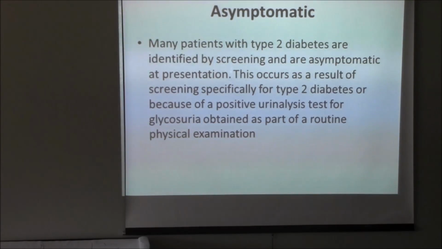This occurs as a result of the screening specifically for type 2 diabetes or because of positive urinalysis tests, we talked about that, or just routine physical examination. The patient says they're really tired, they just can't get it together, and they look like they're kind of depressed, but you check their blood sugar and it's 500-600.